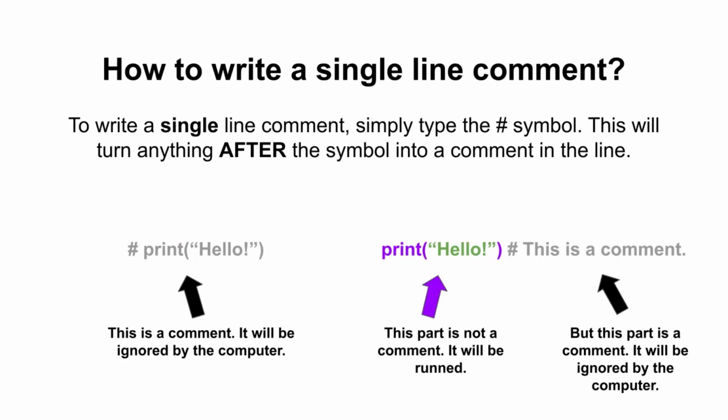So how to write a single line comment? To write a single line comment, simply type the hashtag symbol. This will turn anything after the symbol into a comment in the same line. The key word is after.